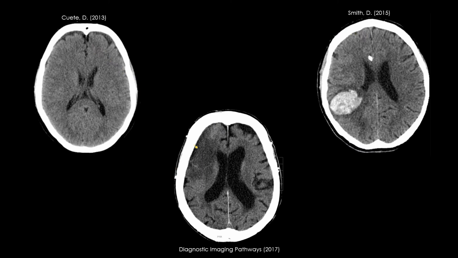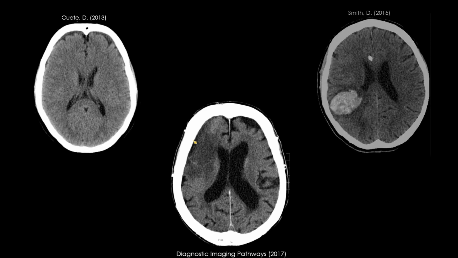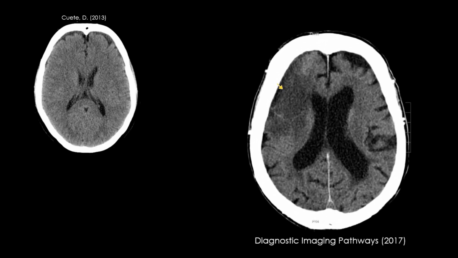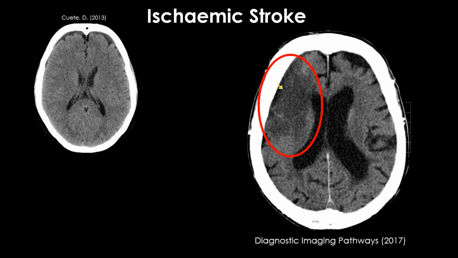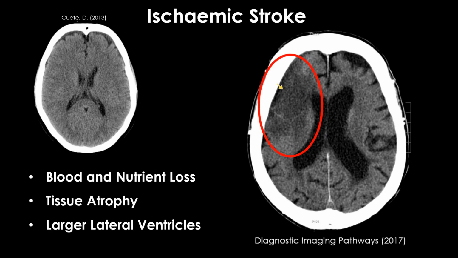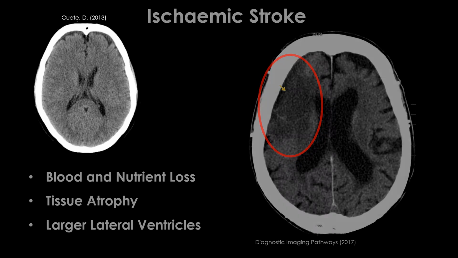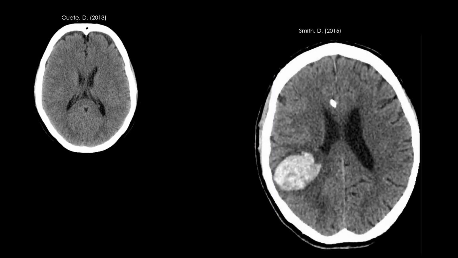The first image by QIT-D is a CT of a healthy patient's brain. The second image, displayed by Diagnostic Imaging Pathways, shows a CT of an ischemic stroke of the right middle cerebral artery. This radiopaque mass is indicated by the red circle as an ischemic stroke, causing loss of blood and nutrients to the surrounding cerebral tissues, causing tissue atrophy and increasing the size of the lateral ventricles in comparison to the healthy patient. The final image by Smith-D exhibits a CT image of a hemorrhagic stroke.